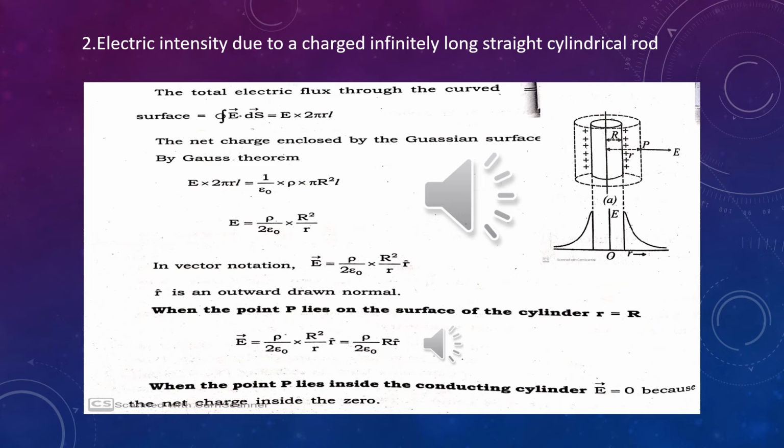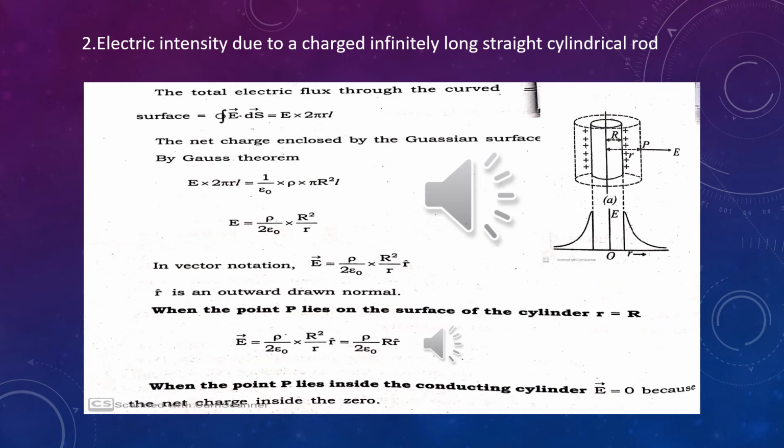Now if P is lying on the surface of the cylinder, that is, small r is equal to capital R, then the equation becomes E is equal to rho by 2 epsilon 0 into R squared by small r into r cap. Here capital R is equal to small r. Therefore, the equation is rho by 2 epsilon 0 into capital R into r cap, that is, one capital R and one small r get cancelled.